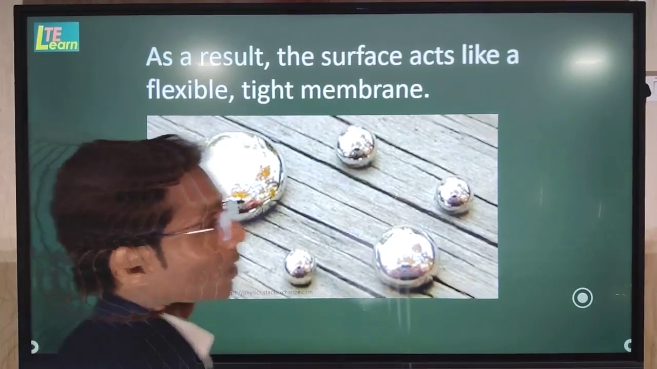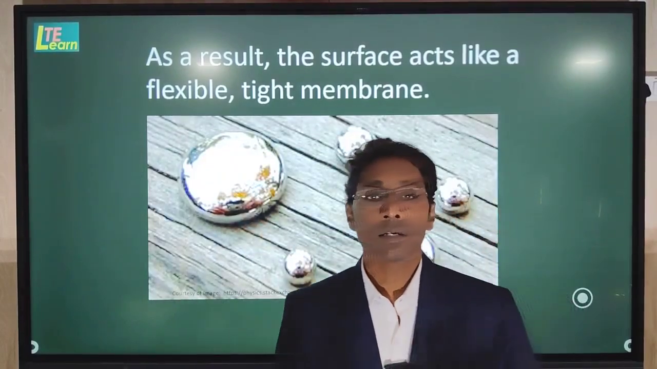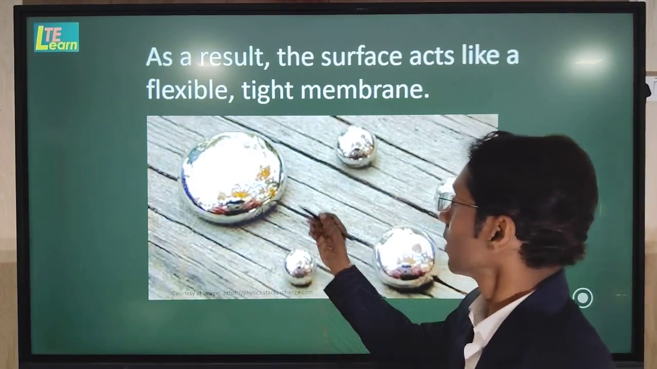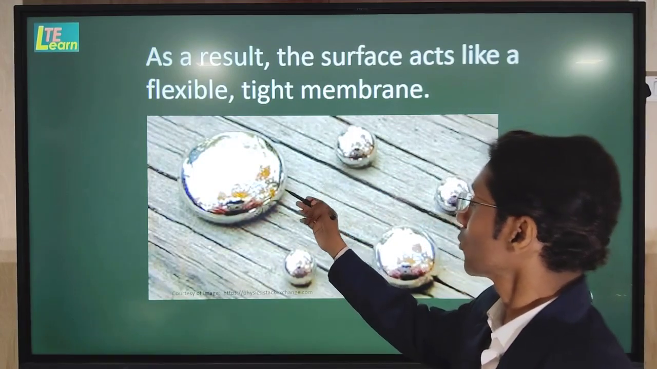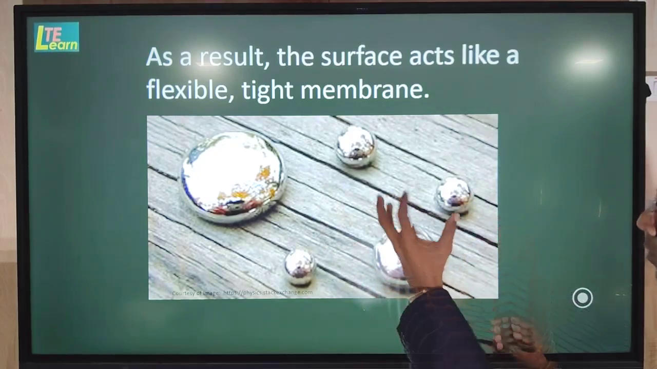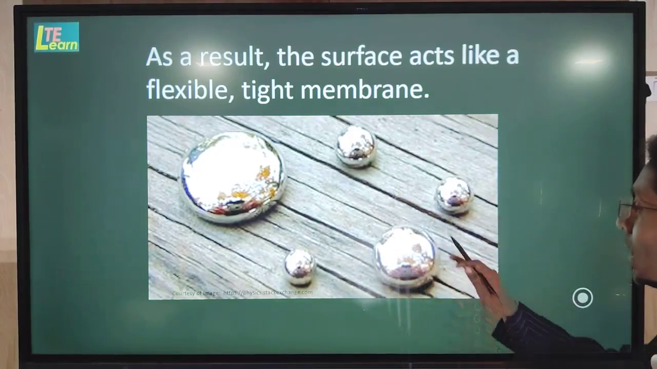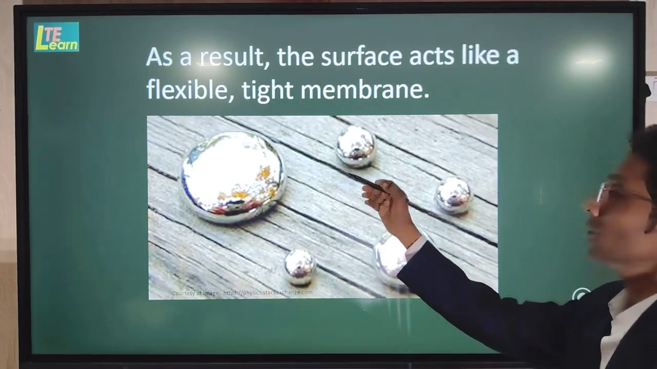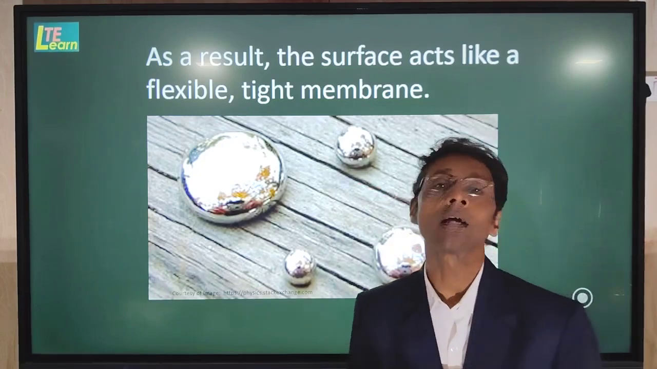Thus, in the example here we see a mercury drop. It is rolling down in the form of a sphere while it is spread on the horizontal surface, because the surface tension value of mercury is very high.